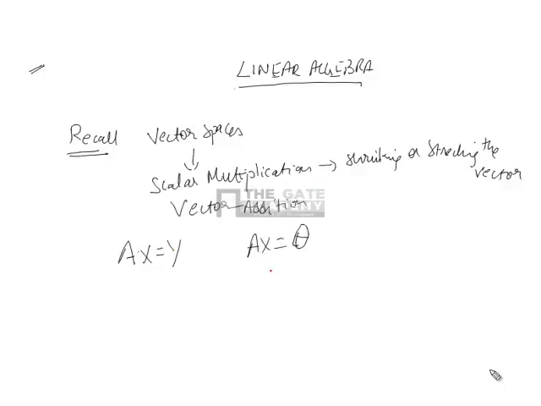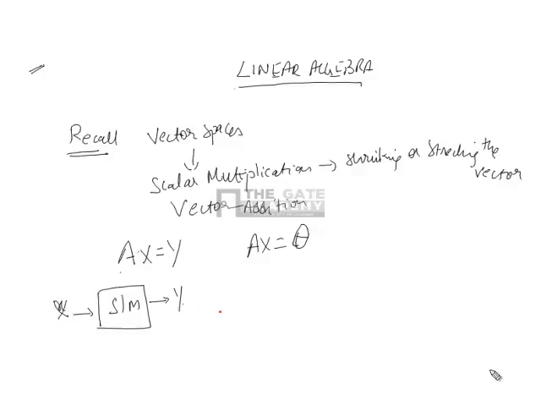I am writing this as theta because it's a vector full of zeros. What does this mean? This represents a system in which x is the input, y is the output of the system. This is what we understood.